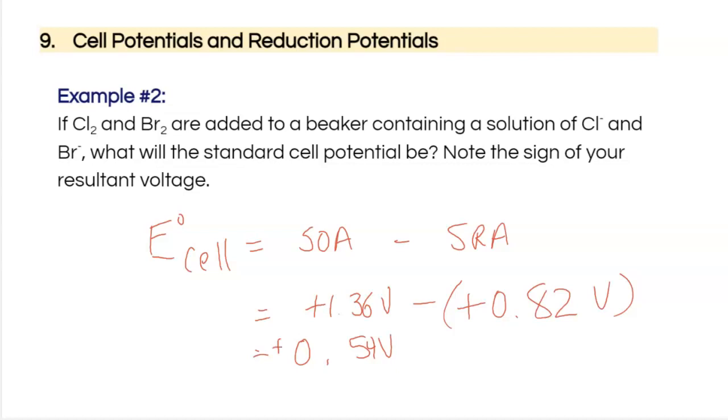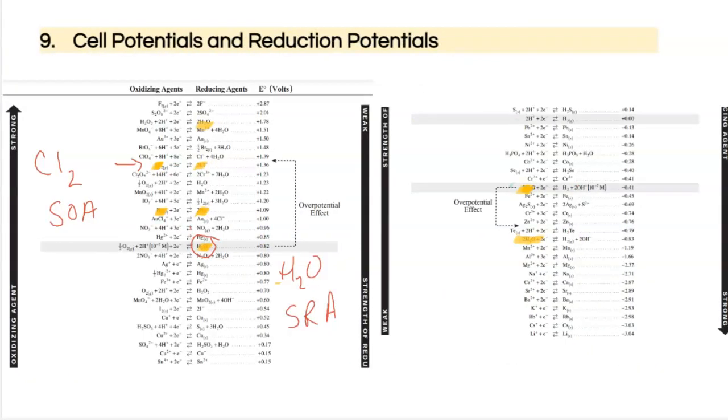Now I want to just take a minute to look at the chart, and I'm wondering if you're making any connections here. If I look at my chart, I'm going to circle the position of my SOA. It is here. And my SRA is already circled. I'm hoping you're noticing that right here I have a situation where my species are positioned so that this is a spontaneous reaction.